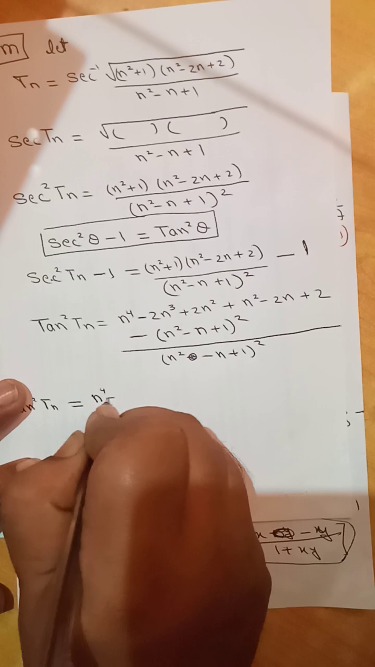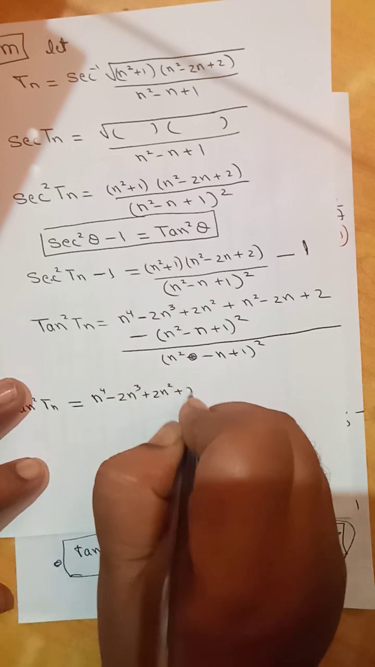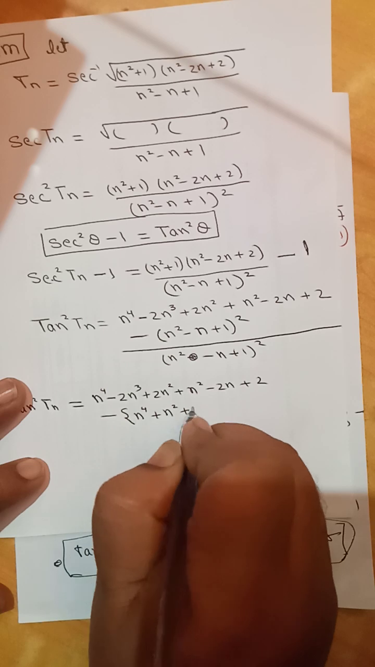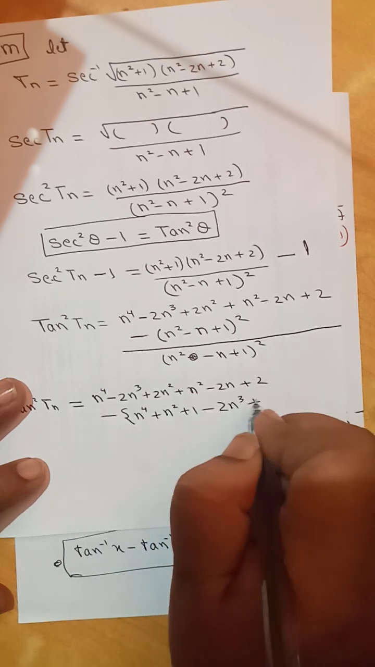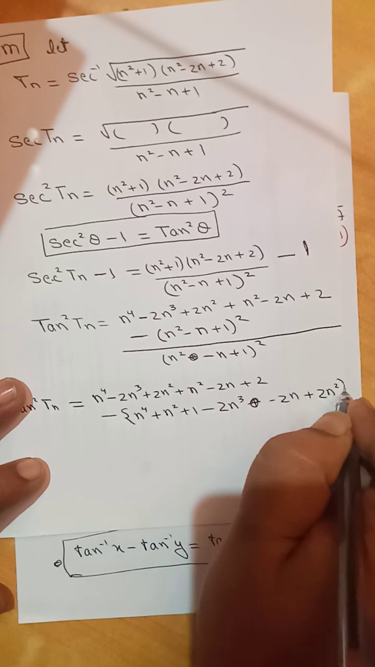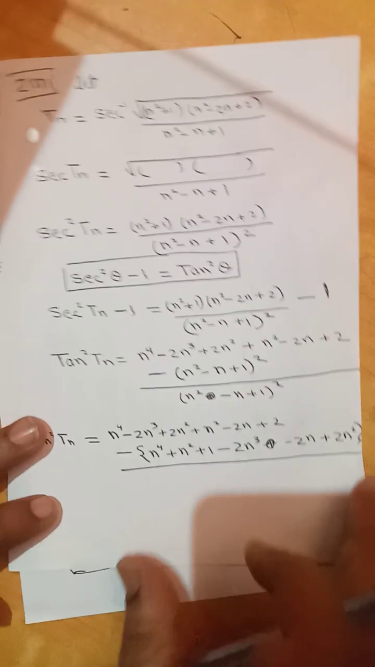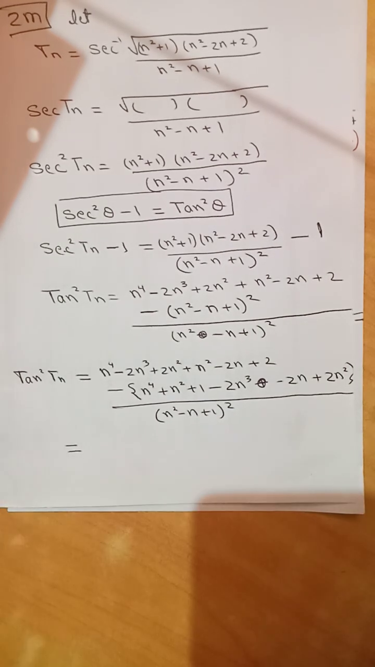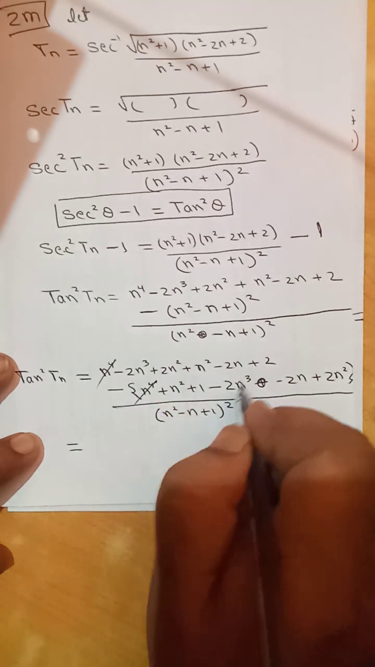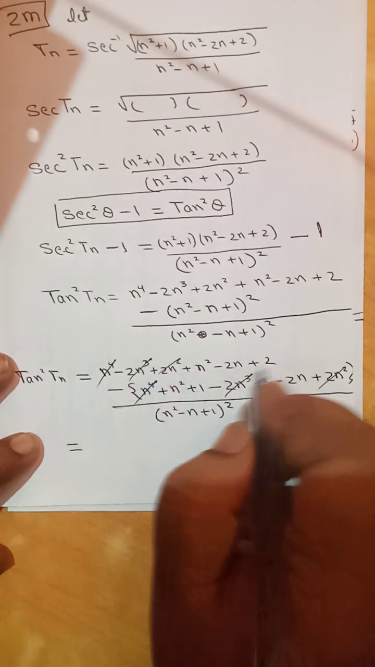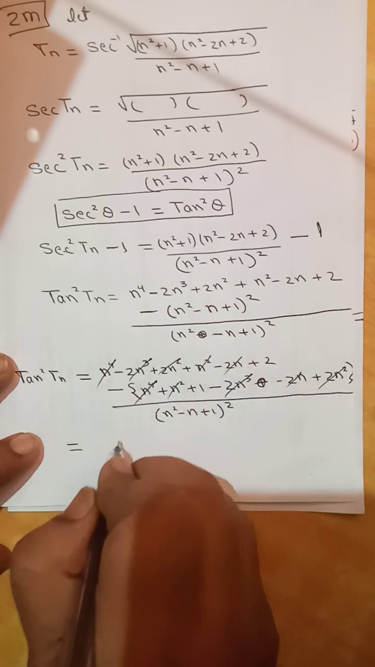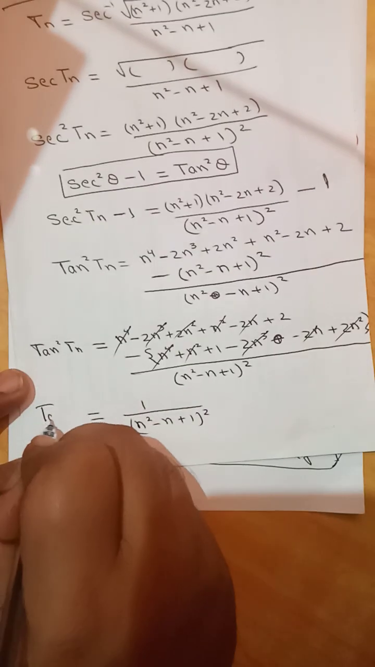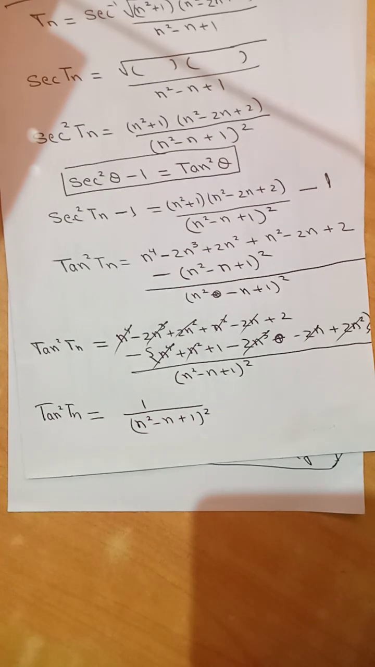now n to the power of 4 minus 2n cube plus 2n square plus n square minus 2n plus 2 minus, if you expand it, n to the power of 4 plus n square plus 1 minus 2n cube minus 2n plus 2n square, whole divided by n square minus n plus 1 whole square is equal to, this will cancel this, 2n cube, 2n square, if you simplify it, n square minus 2n plus 1, divided by n square minus n plus 1 whole square, tan square of Tn. Okay, I will continue on the next page.